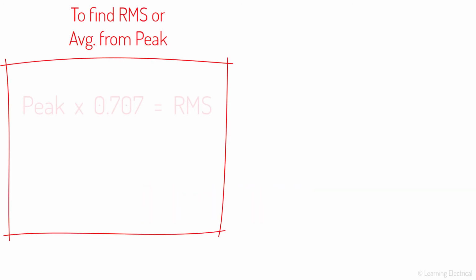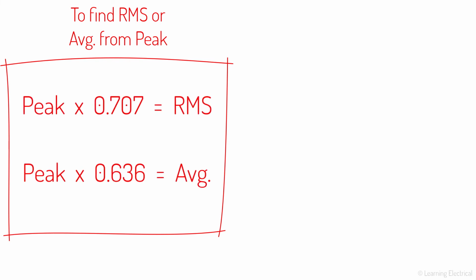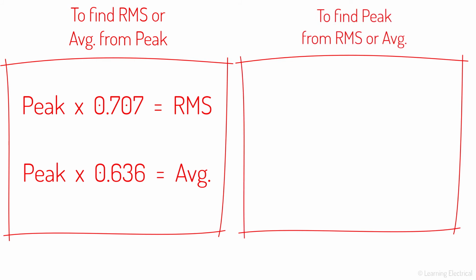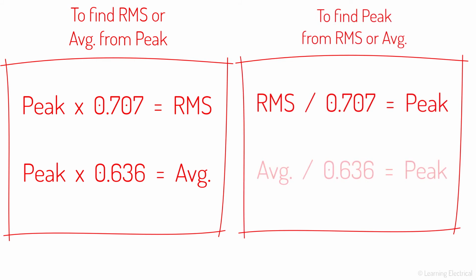Here are the calculations to get your average or RMS voltage from your peak, or to get your peak from your average or RMS values. If you're unsure which way around they go, then remember that your peak voltage will always be your highest figure, your average will always be your lowest, and the RMS will sit in the middle.